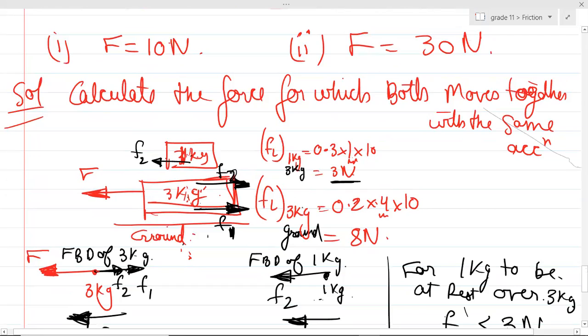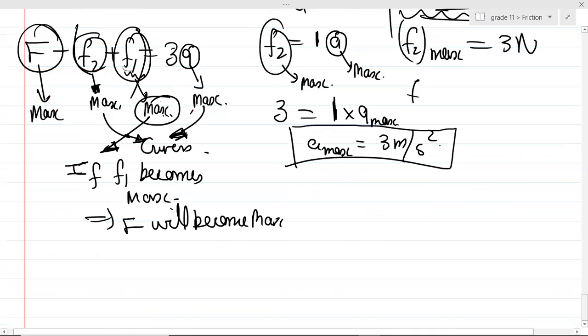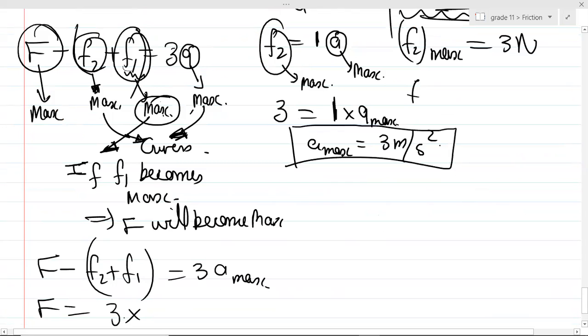What is the maximum value of friction on 3 kg from the ground? Was it 8 newton? Was it 8 newton, guys? Yes or no? So this will be F minus F2 minus F1 max. So F will be equal to 3 times A max, where A max is 3 meter per second square, and then F2 and F1 come over here and it will become plus F2 maximum, which was 3 newton, and F1 maximum, which is 8 newton.